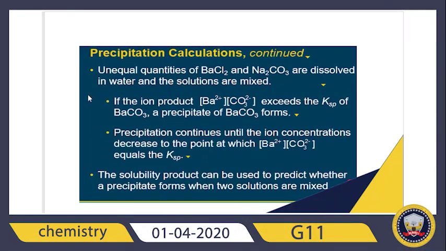So guys, suppose that unequal quantities of barium chloride and sodium carbonate are dissolved in water, and the solutions are then mixed. If the ion product, the barium and carbonate ion concentrations, exceeds the KSP of barium carbonate, then, as we said, a precipitate of barium carbonate forms. After precipitation, the ion concentrations are such that the barium concentration times the carbonate concentration equals the KSP.